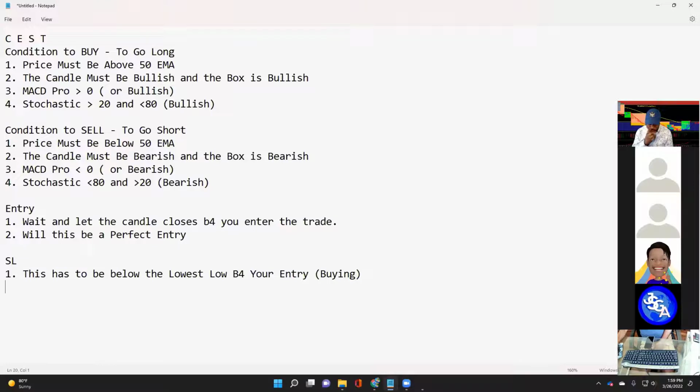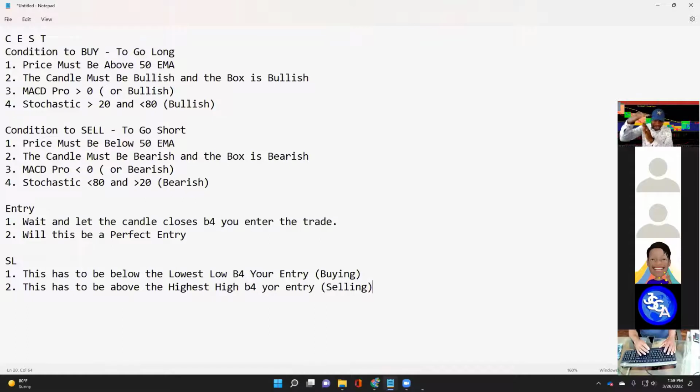Or it has to be, this has to be above the highest high before your entry. This is if you are selling. So you look at that. That is your stop loss. You can use the stop loss, it has to be in that area.